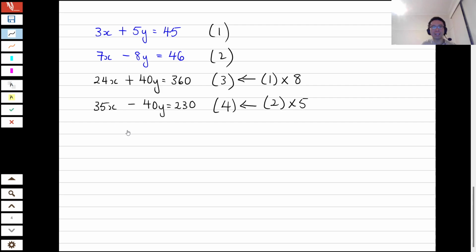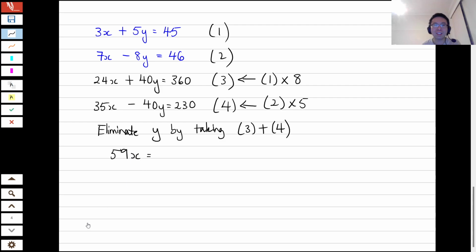And now I can eliminate the y variable by taking equation 3 plus equation 4. I'm going to add the two equations, and then the plus 40 and minus 40y will cancel out. And that's going to give me the following. 24 plus 35, these are going to be big numbers. It's going to give me 59x. And then 360 plus 230 gives me 590. I set this up so that the numbers would be nice. So now if I divide both sides by 59, I'll get x equals 10.